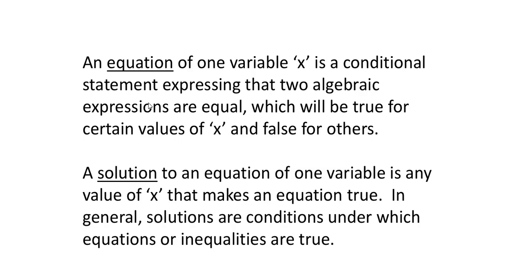A solution to an equation of one variable is any value of x that makes an equation true. So any numbers that we could choose for x that result in the equation being true is called a solution. In general, solutions are conditions under which equations or inequalities are true. So going forward, as we look at more complicated types of equations, the concept of a solution doesn't change. It's whatever makes the equation or the inequality true.